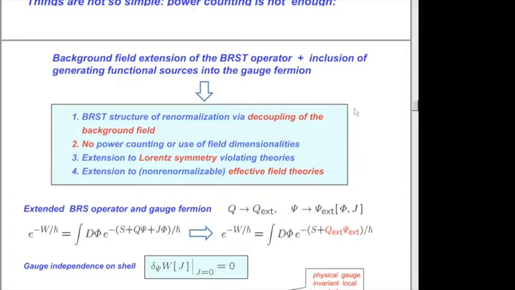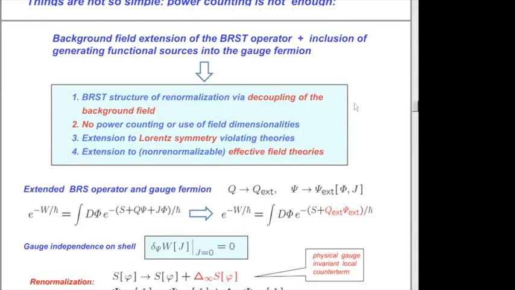Basically, it consists in the following sequence of steps. One step is actually based on the analysis of the cohomology properties of the corresponding nilpotent BRST operator, and the whole procedure of the proof actually extends to the case of theories with violation of Lorentz symmetry, and even more, also to the extension of non-renormalizable effective field theories.